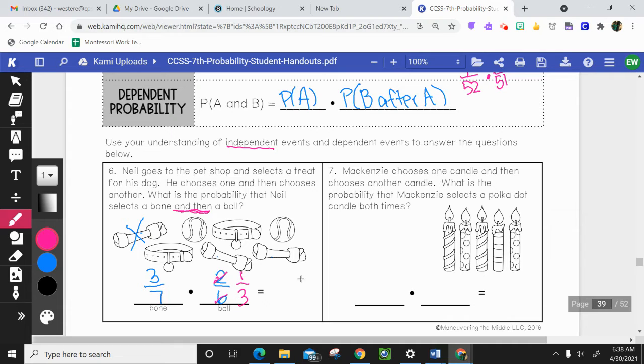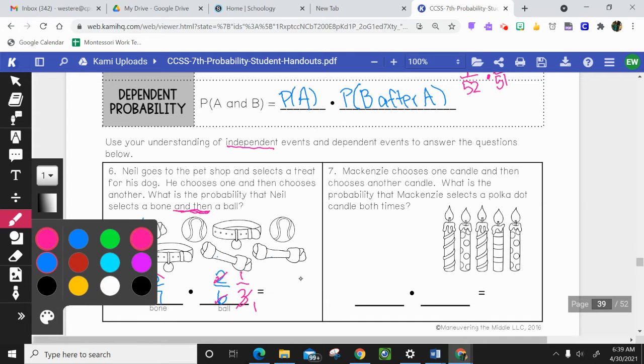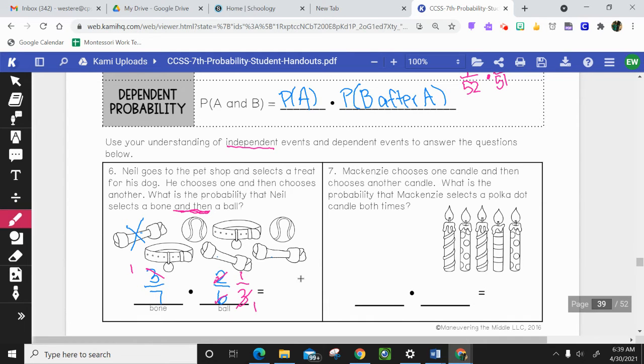And then I can also reduce a second time, 3 and 3. So I'm going to multiply straight across now. 1 times 1 is 1. 7 times 1 is 7. So it's 1/7. So again, with these probabilities, your final probability should be smaller than the individual event probability. Okay. All right, let's look at Mackenzie.